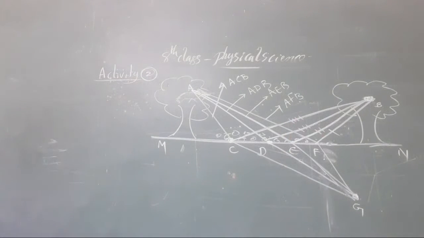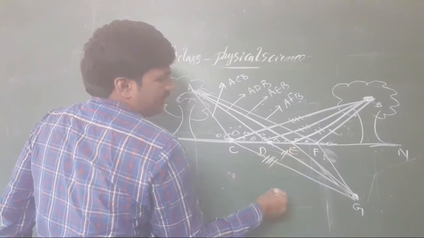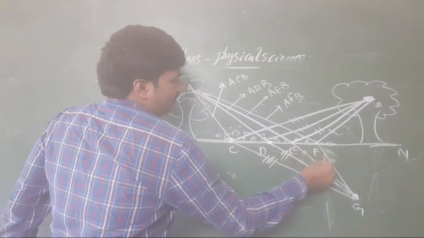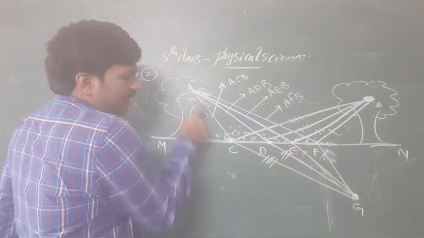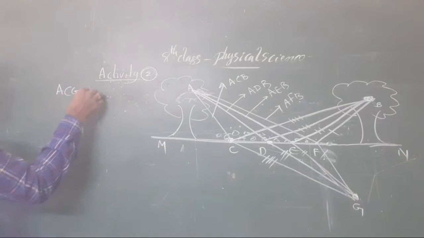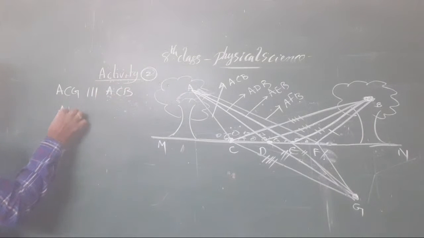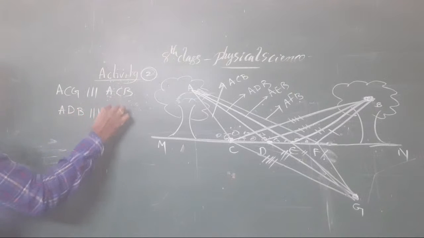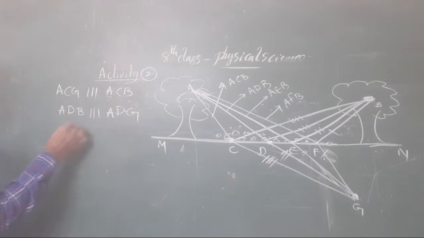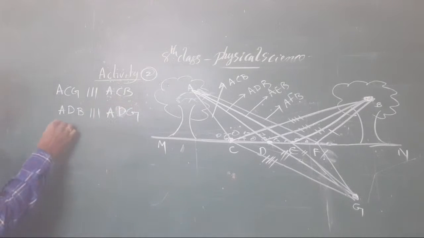Clear or not, all of you? The images of the individual paths are taken from here, like this. Here we conclude that the ACG path is equal to the ACB path, and the ADB path is equal to the ADG path. Clear? And now we take the AEB path.